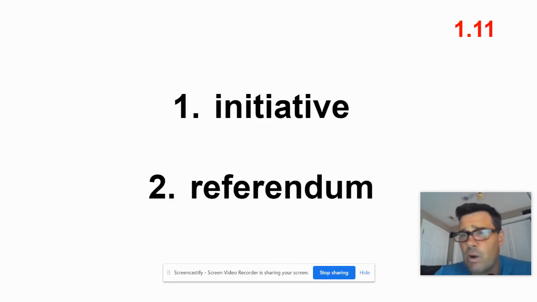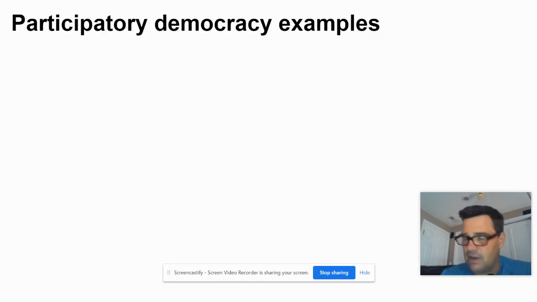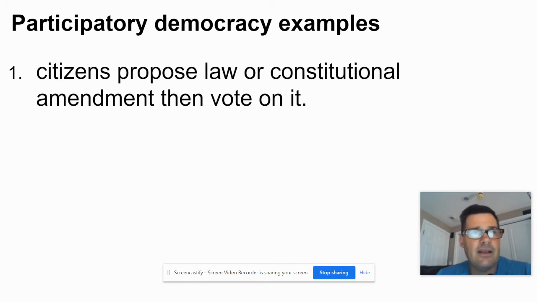All right, next card is 1.11, initiative and referendum. So these are participatory examples. All right, the initiative, yeah, you don't have to write participatory examples, but you can on the backside. One, citizens propose a law or a constitutional amendment, and they vote on it. So that's the initiative. The initiative comes from the citizens.